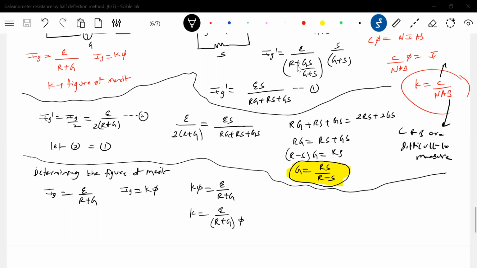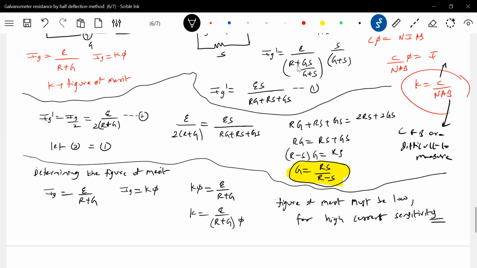Why very low? Current sensitivity. How do you define current sensitivity? Deflection per unit current. For even a small current, if it shows very good deflection, then it is said to be more sensitive. So current sensitivity depends on what? Deflection per unit current, NAB by C. So current sensitivity should be high. For current sensitivity to be high, the figure of merit should be low. So the value of figure of merit must be low for high current sensitivity.